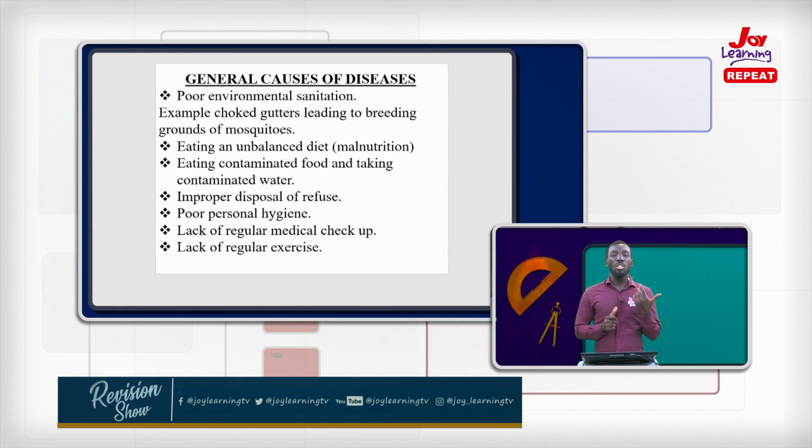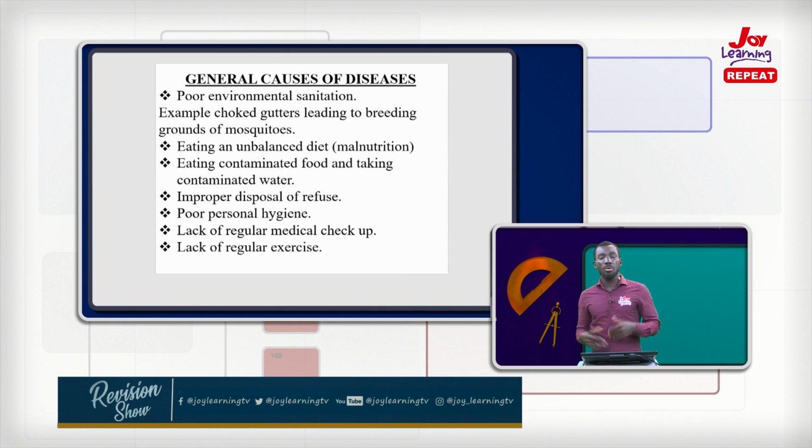That is when you don't actually grow well, certain parts of the body do not develop properly and all that. Then you have eating contaminated food and taking contaminated water. So when you eat food that is not cooked appropriately, then it means that you may expose yourself to certain kinds of disease. That is why it's advisable that you're not supposed to eat food that is very, very cold, because these microorganisms will be able to survive or multiply so much in areas like that.